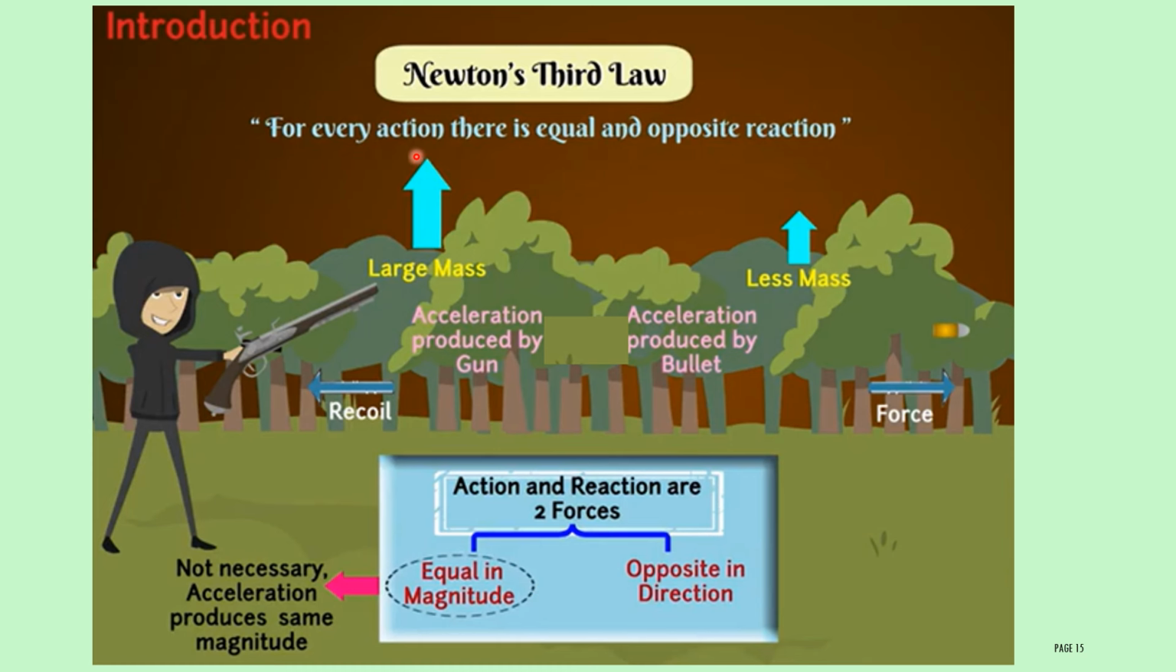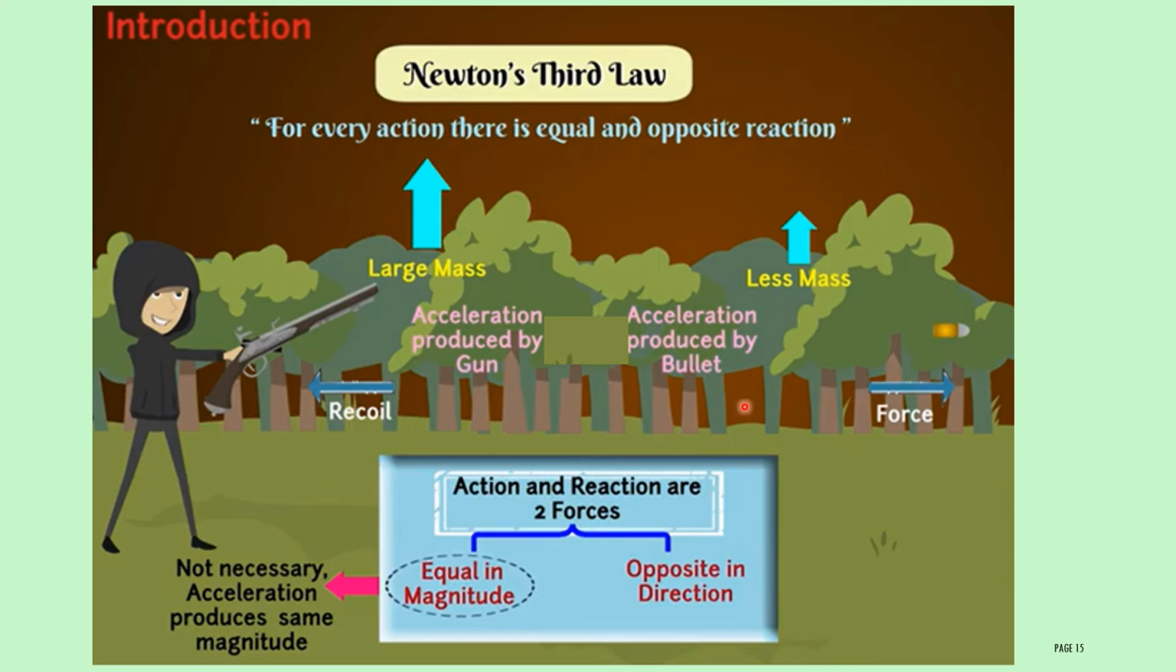Newton's third law of motion. For every action, there is an equal and opposite reaction. Consider the gun here. When you fire the gun, the bullet comes out of the gun with some amount of force. At the same time you can observe the recoiling of the gun, meaning the gun moves backward with some amount of force.